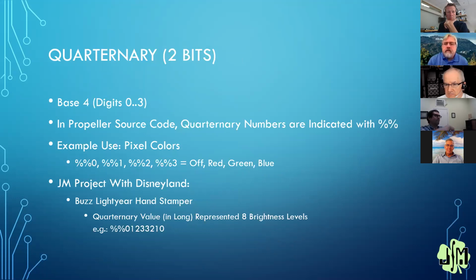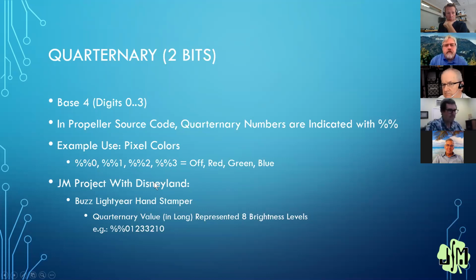In the Propeller, there is another number system called quaternary that uses 2 binary bits per digit. So it can be used as a shortcut for digits. It's base 4, which means it uses the digits 0 through 3. We adorn a quaternary number with %%. I've heard Chip, I think, and a couple others sometimes refer to quaternary as double binary. I prefer quaternary because quarter is a fourth, but understand that that's base 4.